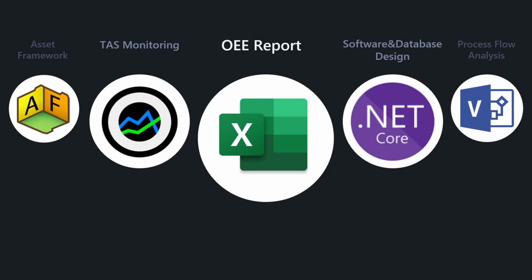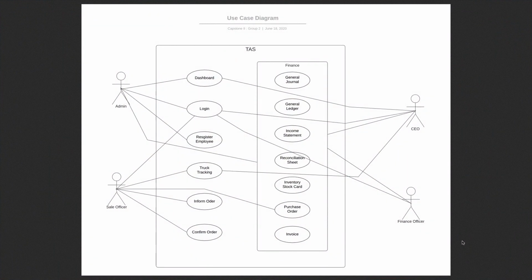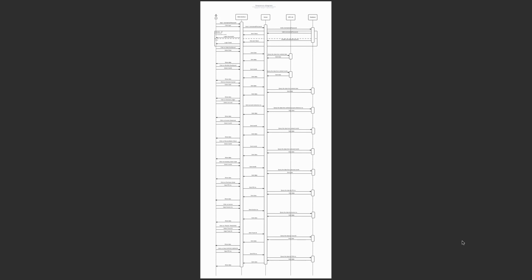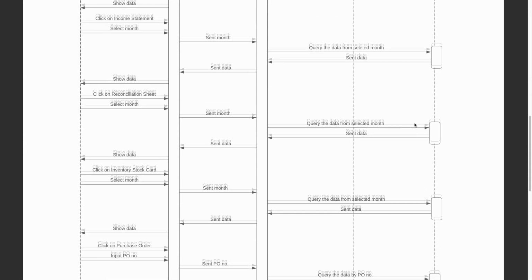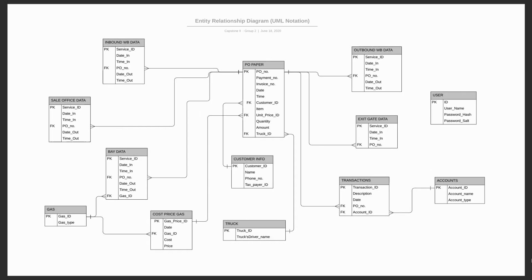For software and database design, this is our use case diagram used to represent the web application. This is our class diagram to represent the structure of the web application. And here is the sequence diagram used to show the workflow of our application. And the last one is the ER diagram used for the database design of our application.